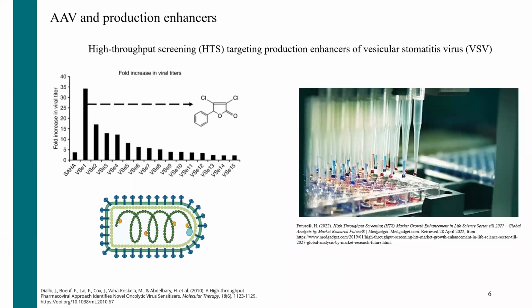Okay, so I mentioned the production enhancers, and what is this? Well, there was work performed by Dr. Diallo here at the OHRI. He screened chemical libraries looking for production enhancers for the VSV virus. He found a whole bunch of chemicals that increase the production of VSV, and one of them boosts the production up to 35-fold, which is huge. And if there's something for VSV, maybe there's going to be something for AAV. One way to find out.